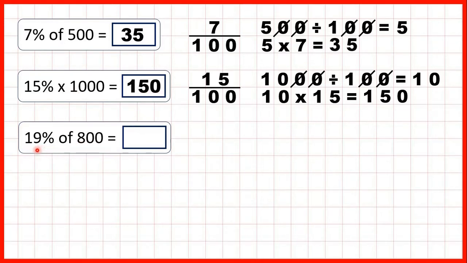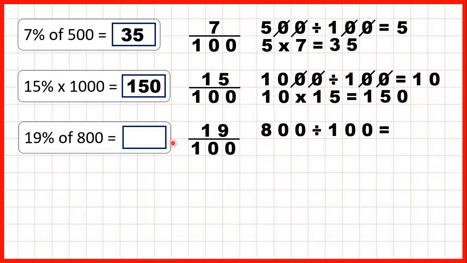Finally, we need to find 19% of 800. So 19% is the same as 19/100ths. So first, we can divide by the denominator, so divide 800 by 100. That's 8, because again we can cancel two end zeros in our division question, and then 8 divided by 1 is 8. So now we need to take that 8 and multiply it by the numerator, so we need to work out 8 times 19.